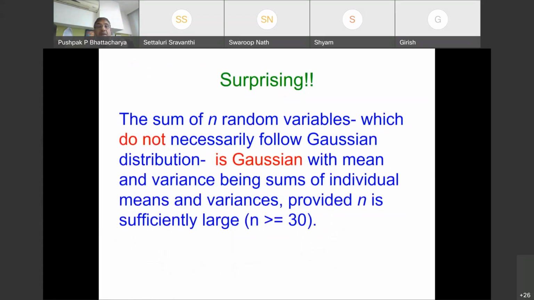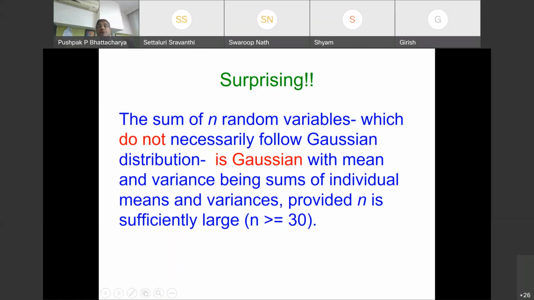Now comes the surprise. The sum of n random variables which do not necessarily follow Gaussian distribution is also approximately Gaussian, with mean and variance being sums of individual means and variances, provided n is sufficiently large. It has been empirically found, also theoretically proved, that if n is greater than or equal to 30, then the sum follows a Gaussian distribution. So this is the surprising part of the central limit theorem, and has profound consequences.